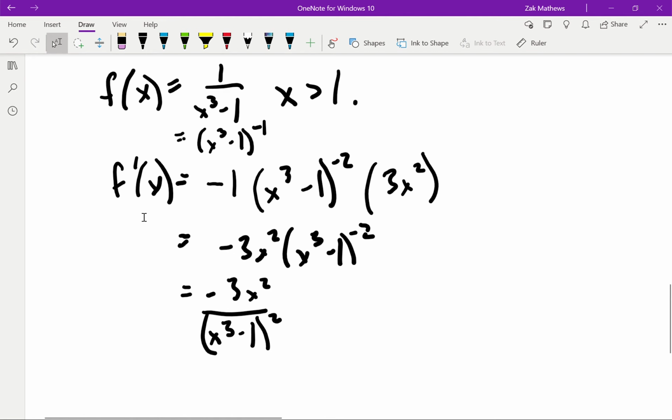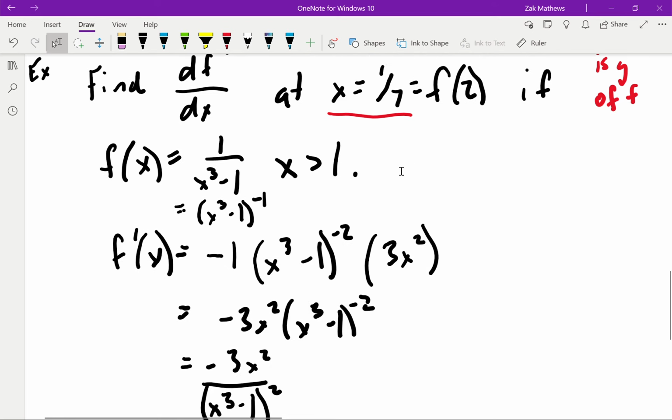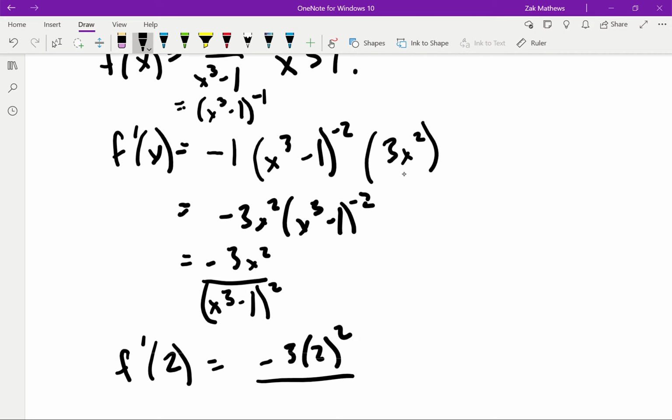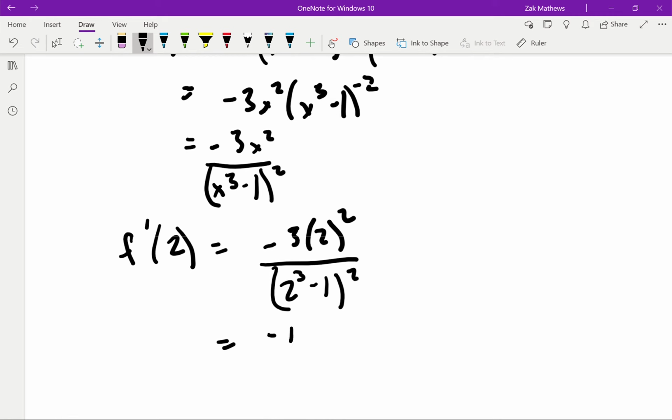The function's x value is 2 for the inverse's x value of 1/7, or for the y value of 1/7. So what I need to do here is I need to find the derivative of the function at 2. So I'll have negative 3 times 2 squared over 2 cubed minus 1 squared. And so we will have 2 squared is 4, so negative 12 on top. On the bottom, we'd have 7 when we subtract the 1, and then 7 squared is 49. So negative 12 over 49.